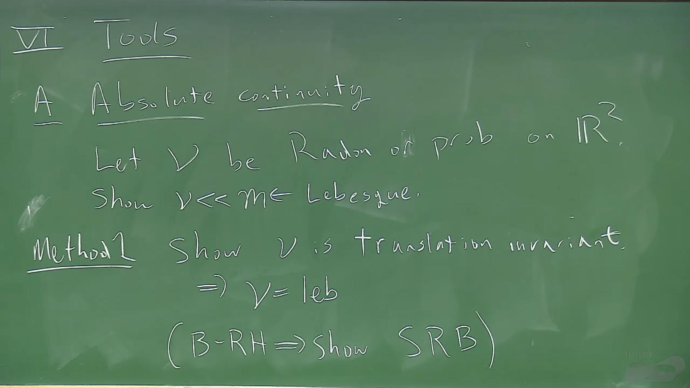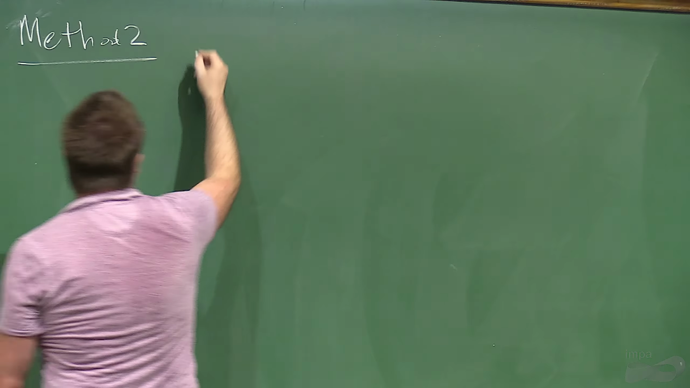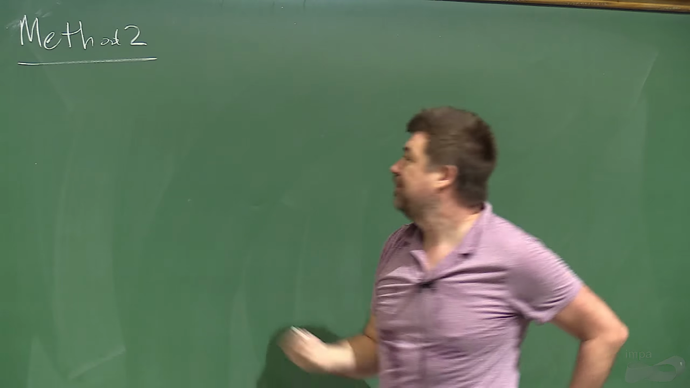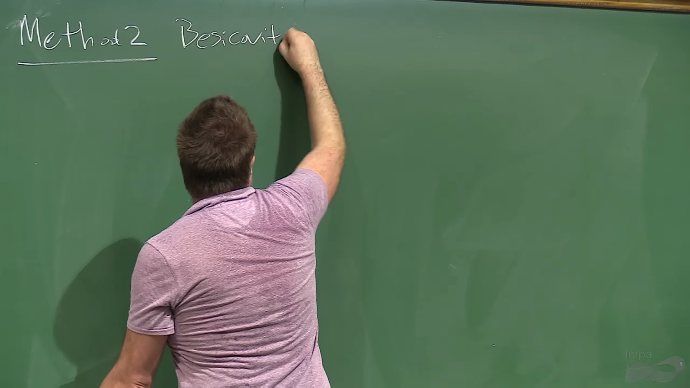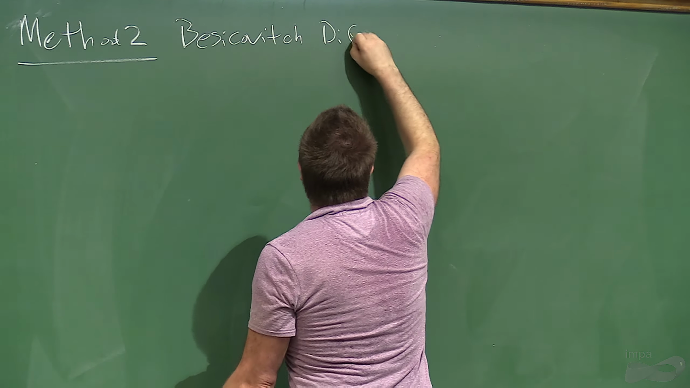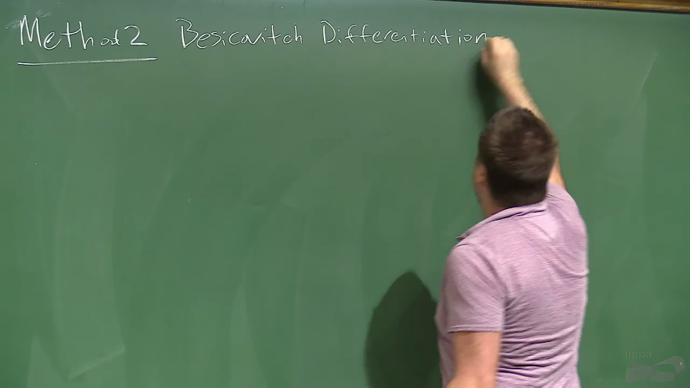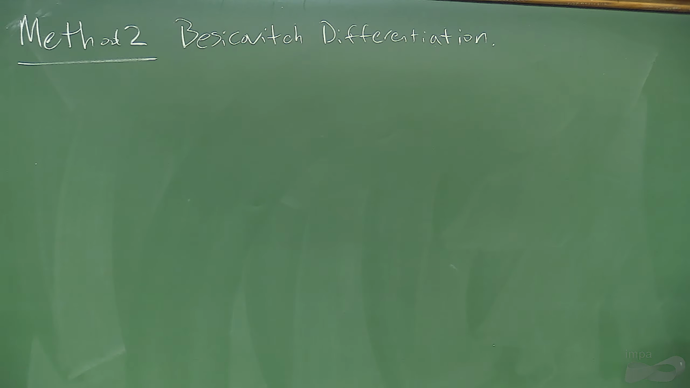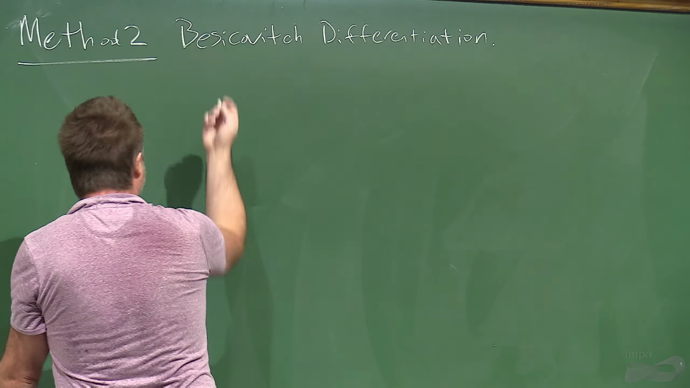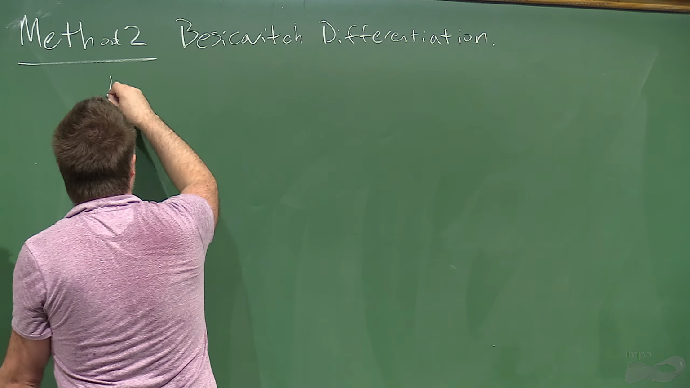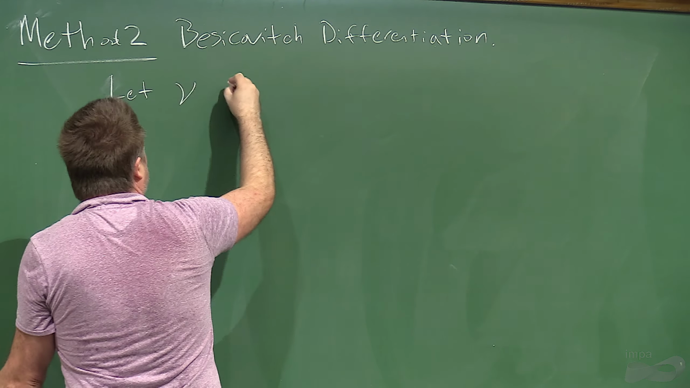OK, so then method 2 is you use Lebesgue, or maybe be a bit fancier and use Besicovitch differentiation. So how does differentiation work? Now I'm going to suppose, this isn't really needed for what I first write, but I just want to have it, let nu be a probability.